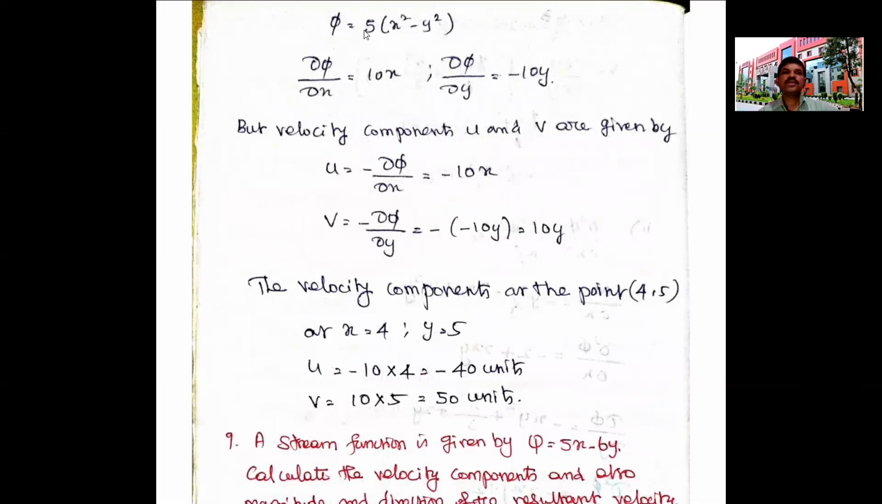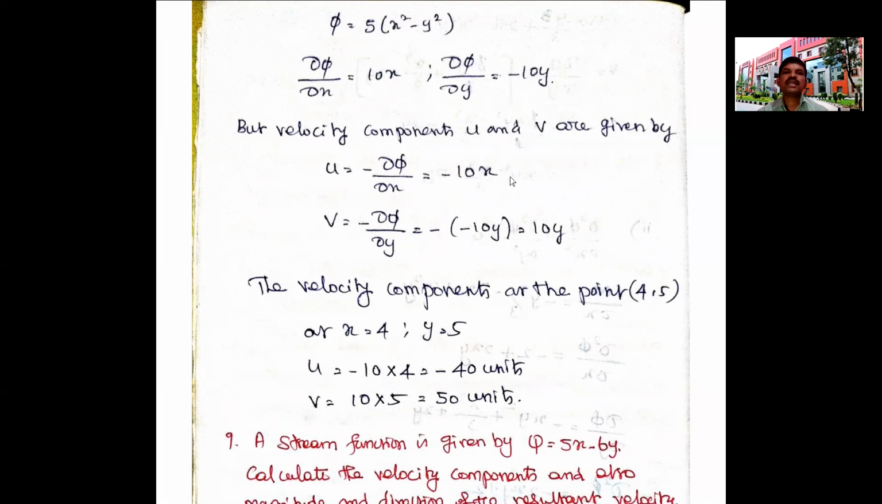So this is the phi value, 5 into x square minus y square, as given in the question. Next, what is the partial differentiation of this value with respect to x? It is nothing but 10x. So 5x square minus 5y square. 5x square means partial differentiation, 5 into 2, 10, so 10x. Next, for 5y square, dou phi divided by dou y is equal to minus 10y.